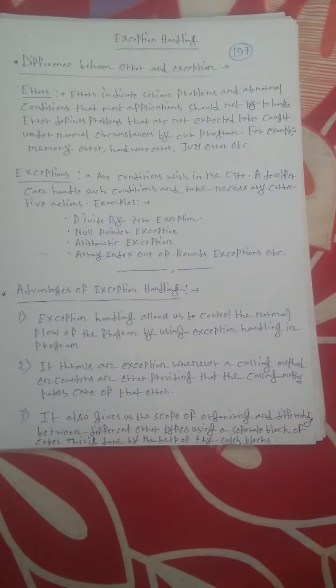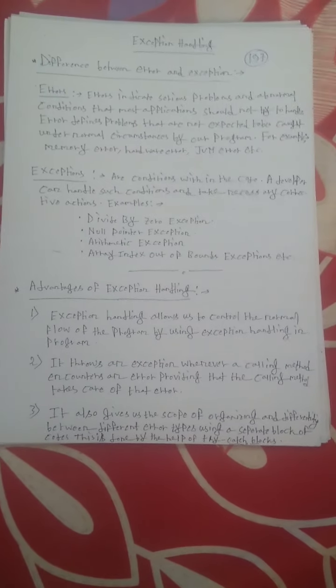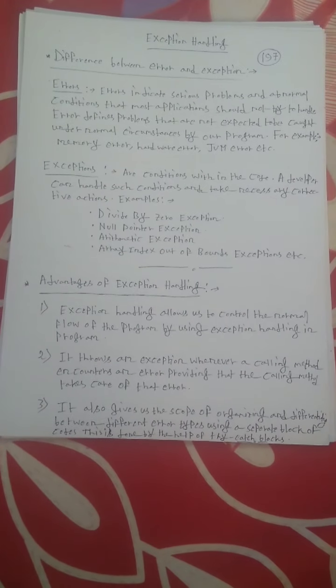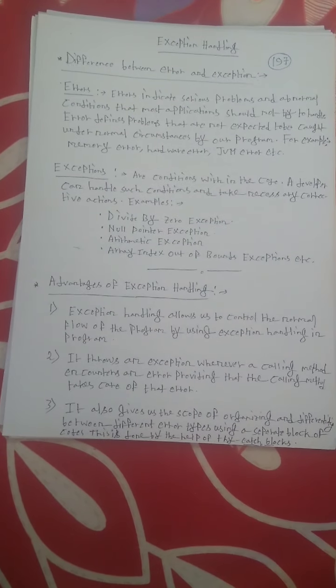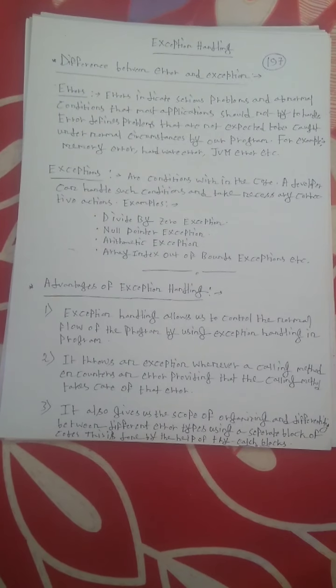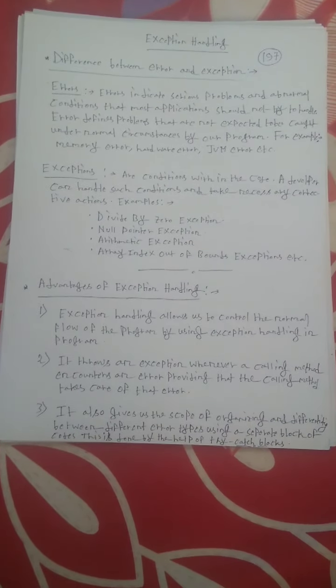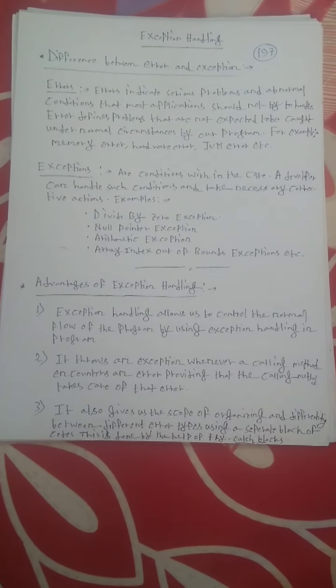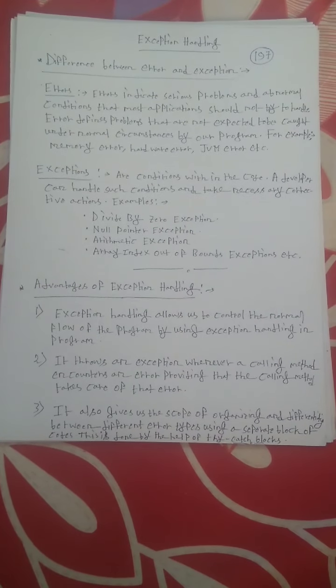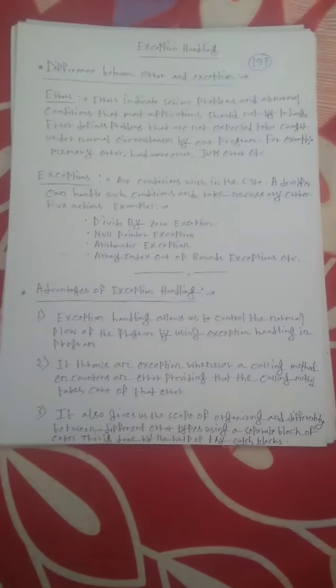So in exception handling, mainly we can handle the code. If in code any error is created, then it is called an exception, and it can be handled by several blocks. These blocks are try, catch, finally. These blocks are used to handle the exception in code.